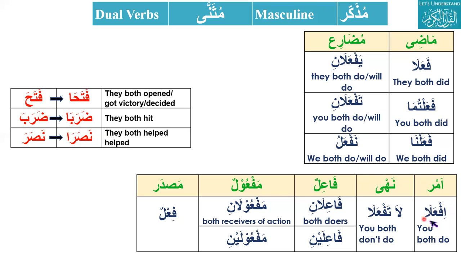If'ala, you both do. La taf'ala, you both don't do. Fa'ilani, both doers. Fa'ilaini, same. Maf'ulani, maf'ulaini, both receivers of action. Fi'l, verb. So when we do it, we have to think about the pattern. For example, the fatha will remain the same. When we go to daraba, we have to think about its pattern: daraba, yadribu. So the ra's kasra will change here.